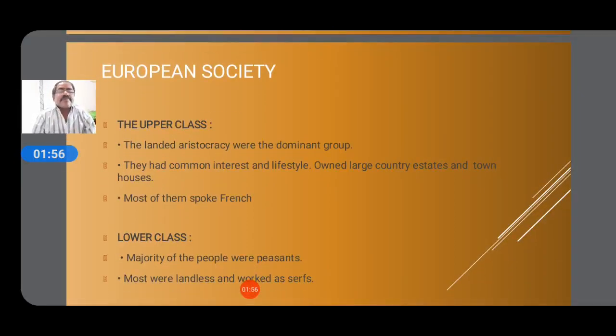In European society, the upper class, the landed aristocracy, were the dominant group. They had common interests and lifestyles, and owned large country estates and townhouses. Most of them spoke French. The next one, lower class people. The majority of the people were peasants. Most were landless and worked as serfs.